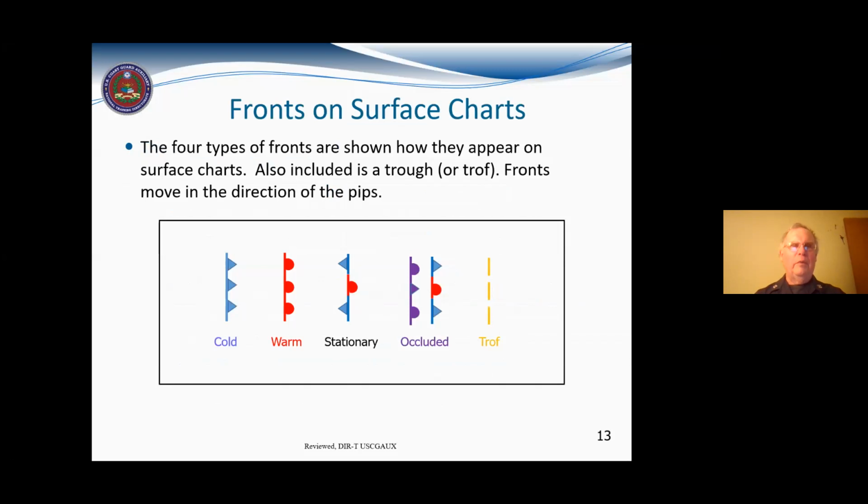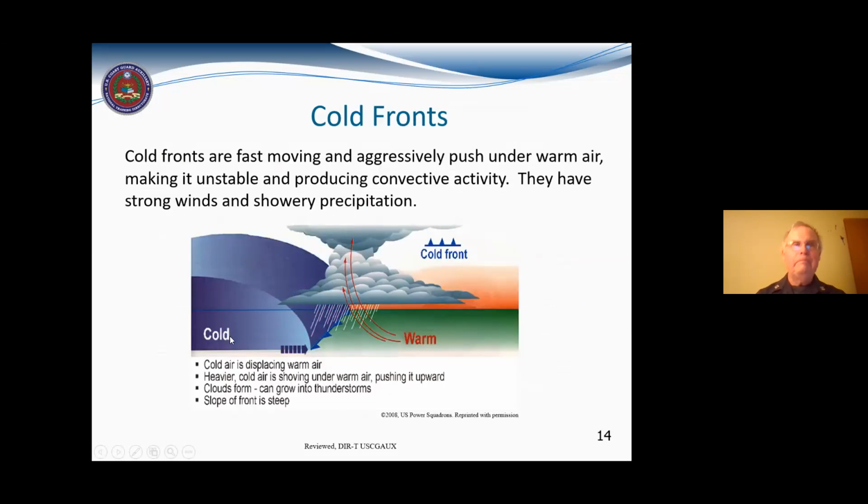This is what the symbols look like. A cold front has little pointy items on it. They have a name, I forget what it is. Pips. A warm front has semicircular pips on it. A stationary front has both on alternate sides, and an occluded front has both on the same side.